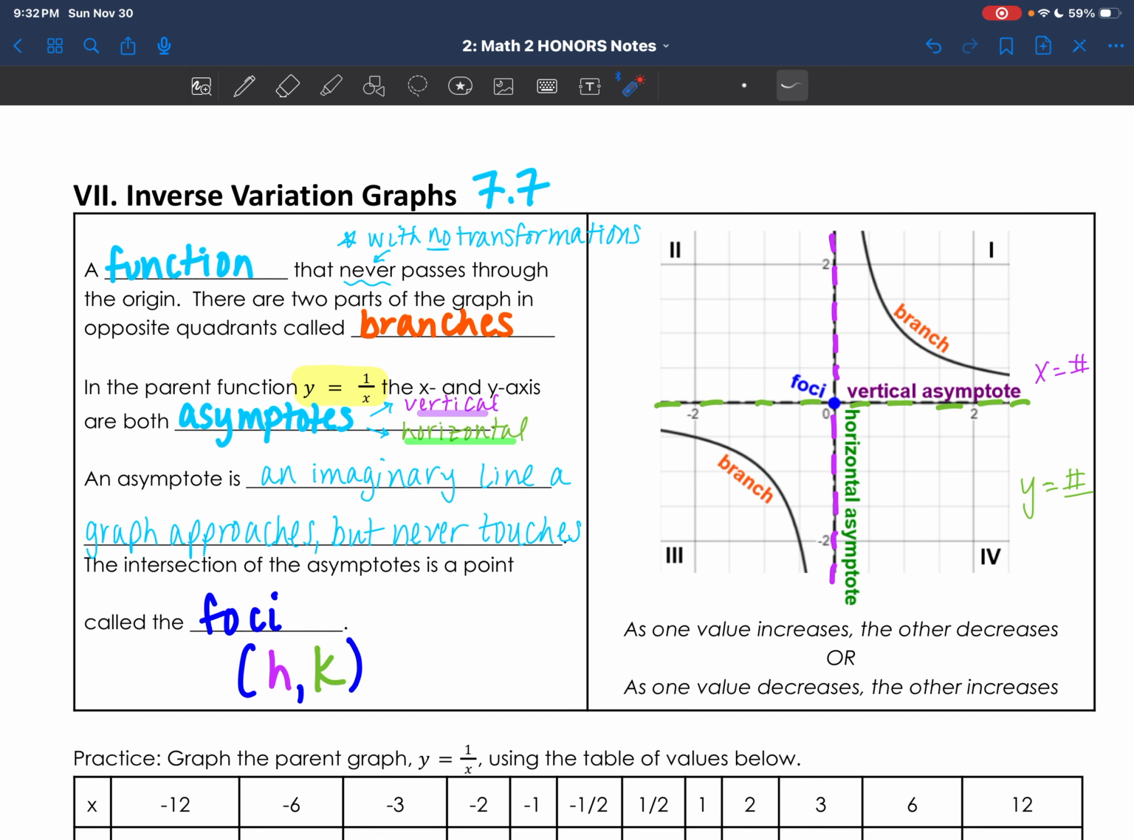And the intersection of the two asymptotes is a point called the foci. There are different ways to say this. It's basically where your two asymptotes intersect, and this is similar to your anchor point, your vertex. This is important because we need that point to help determine some of the other things. And just remember, as we did with inverse variation, as one increases, the other decreases, or it goes the other way too.